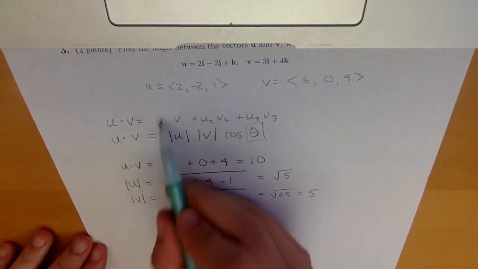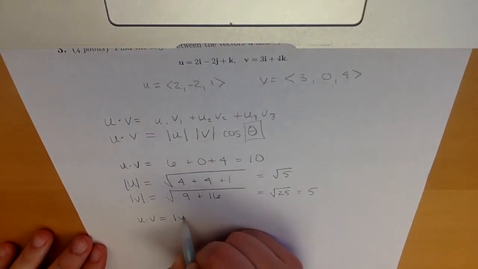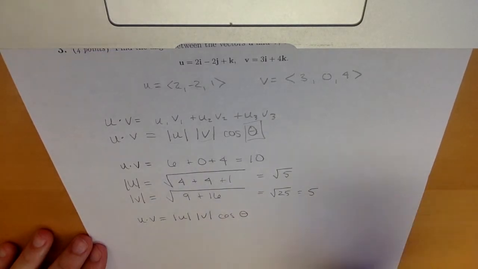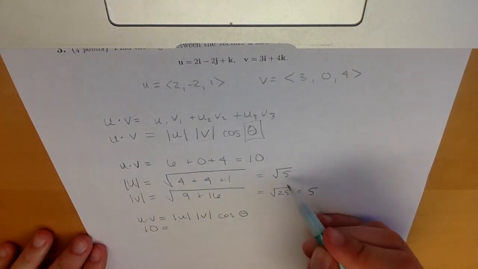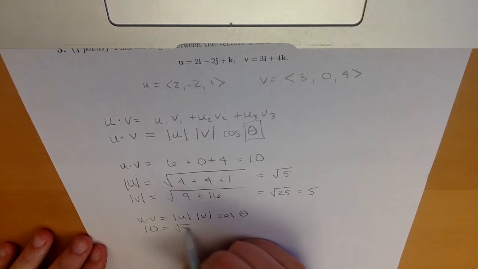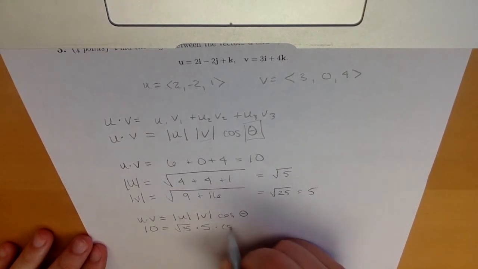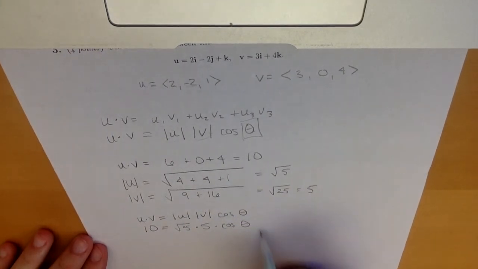Okay, so now we've got that u dot v is equal to the magnitude of u times the magnitude of v times cosine theta. We know u dot v is 10, so let's plug it in. We also know the magnitude of u is the square root of 5, and the magnitude of v is 5. And finally, we're looking for theta, so we multiply by cosine of theta.